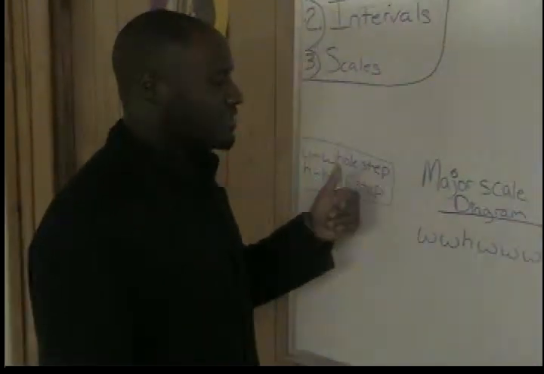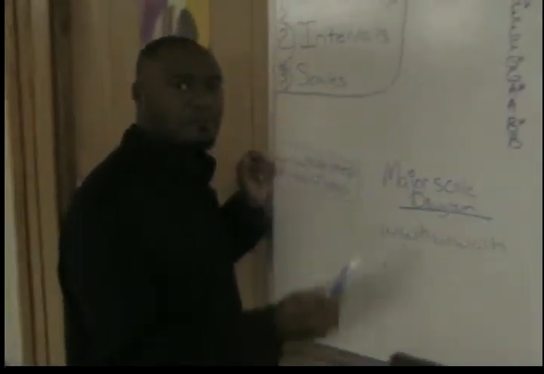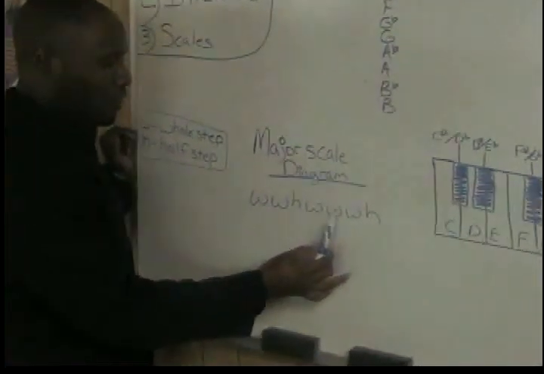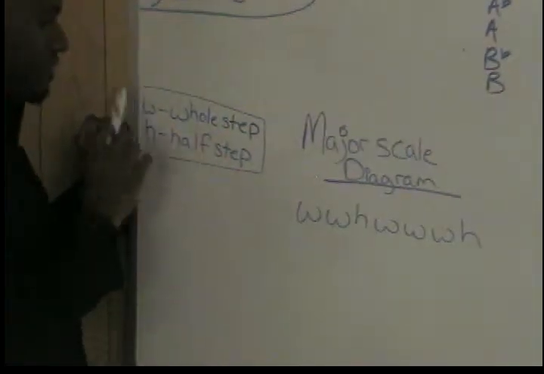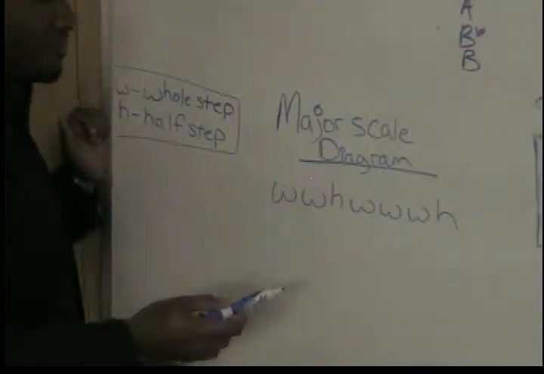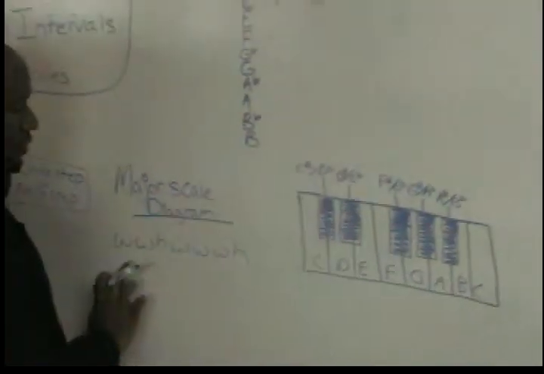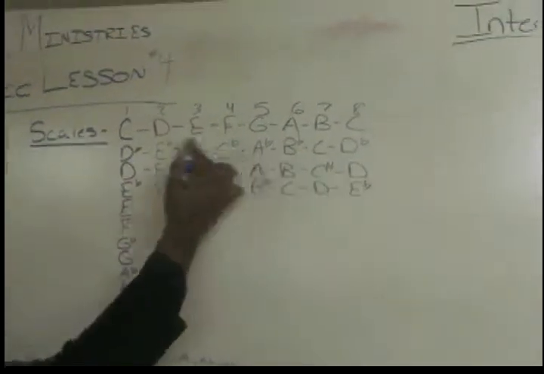One of the things that I taught in our first session, and I've been talking about this very thing just about every session, is the major scale diagram, which is whole, whole, half, whole, whole, whole, half. And I just simply put you a note over here to let you know the W is whole step and the H is a half step. Okay?